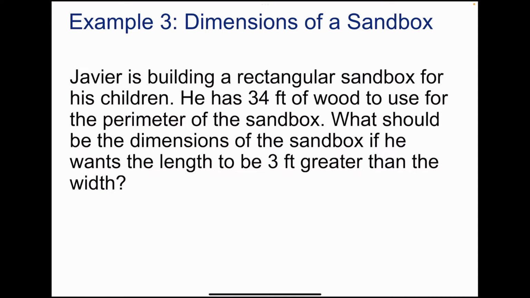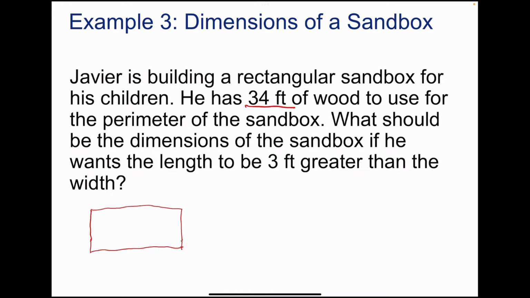So, let's look at this new example, example 3. Javier is building a rectangular sandbox for his children. He has 34 feet of wood to use for the perimeter of the sandbox. So we know that basically the total length of wood he can use is 34 feet. What should be the dimensions of the sandbox if he wants the length to be 3 feet greater than the width? Okay, so we don't know the length, we don't know the width. But let's first illustrate this toy rectangular box.